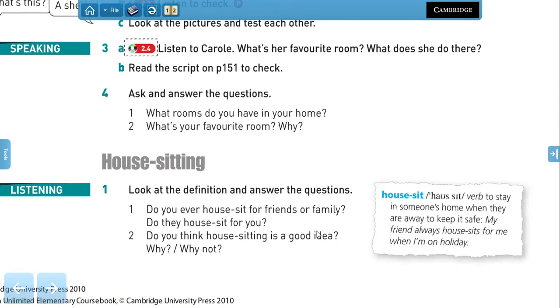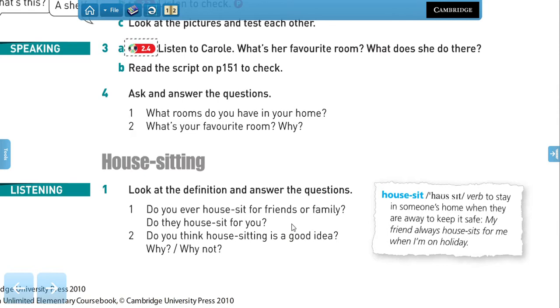Now, do you ever house sit for friends or family? Have you ever stayed in someone's house while they are not there so you can keep the house safe? Or have you ever asked someone to house sit for you? And the second question says, do you think house sitting is a good idea? Why or why not? Right, so maybe there are certain people that don't like other people staying in your house, even though they might be friends or relatives, right? There are people that think it's a bad idea.